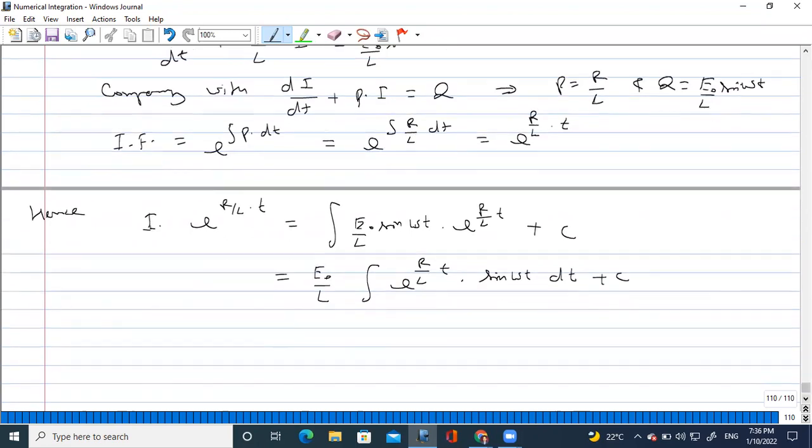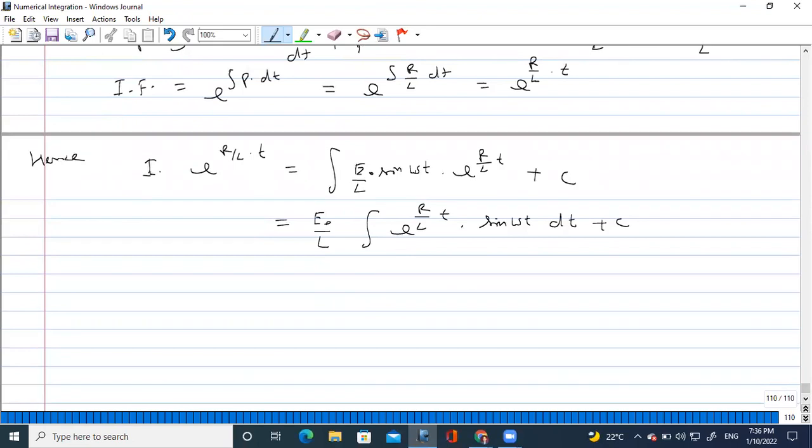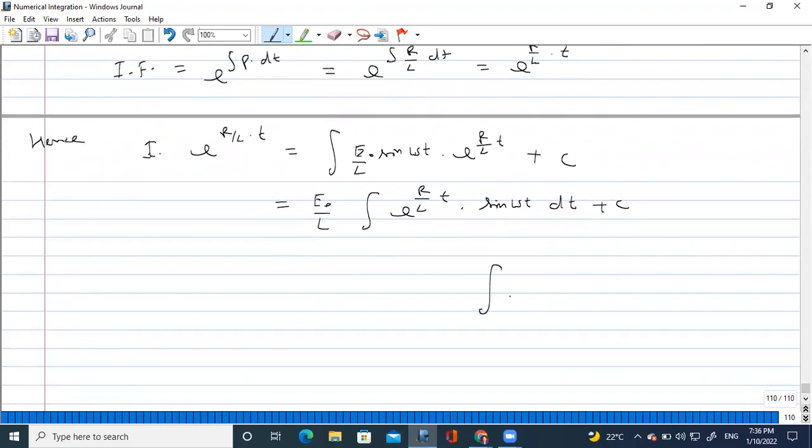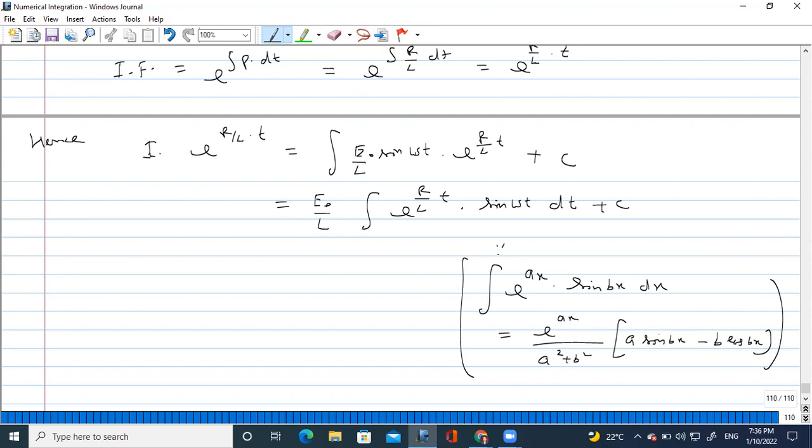Now this type of formula we have done in complex analysis. Do you remember? The integral of e to the power ax into sine bx dx. We have done it. So what was the formula? The answer will be e to the power ax divided by a square plus b square, into a sin bx minus b cos bx. So this formula will be applicable here.